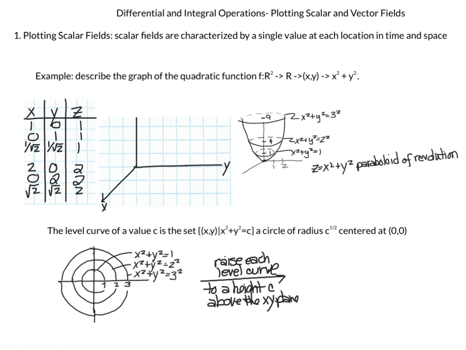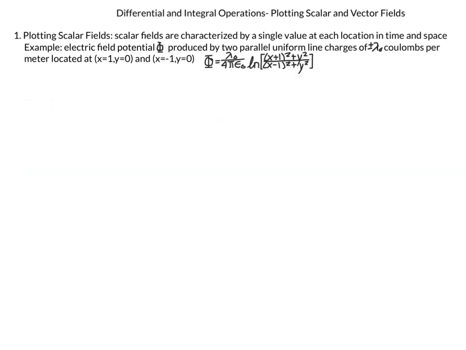Again, the idea of a scalar field is you take these x and y values, you get a single value for z, and you can plot them point by point. But a useful tool is to use level curves where you hold z constant and determine what the level curves look like. Our example in the book is an electric field potential, this phi, produced by two parallel uniform line charges of plus or minus lambda naught coulombs per meter, located at x equals 1 and y equals 0, and at x equals -1 and y equals 0.